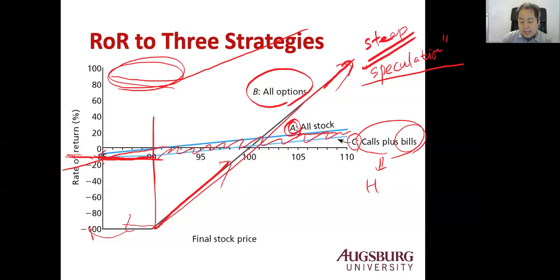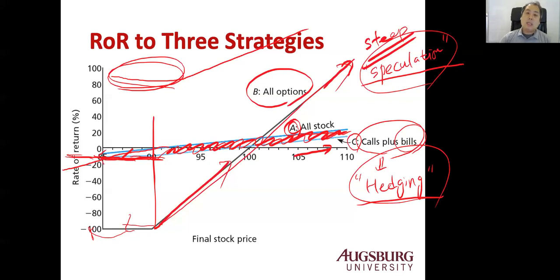This is called hedging. Hedging means you can reduce the risk by using options, and the cost of hedging is this gap. So if the price increases, you make a little less money because you pay the price of hedging. But if the price declines, you don't lose money anymore because you already paid the insurance. So it's like insurance. There are two ways to invest in options. One is speculative, the other is hedging.